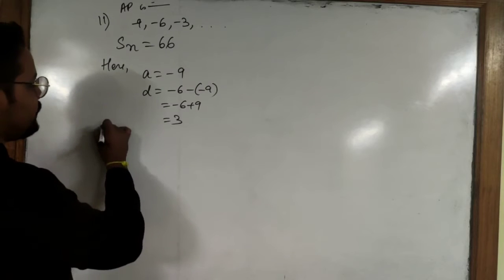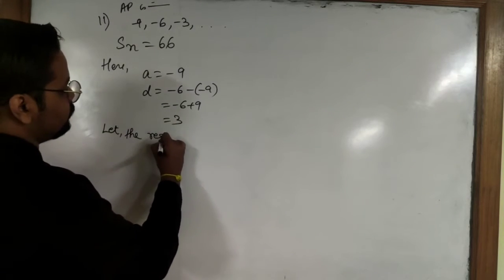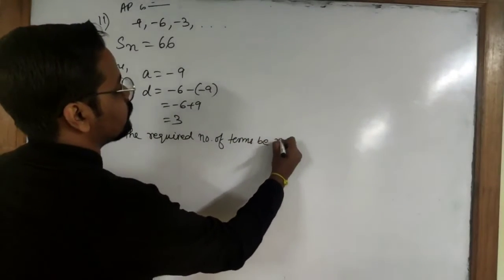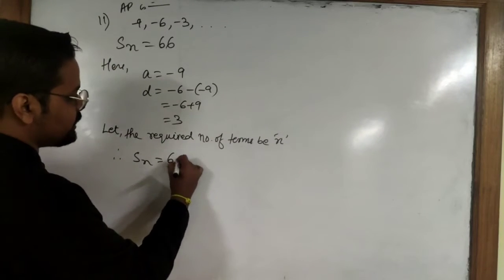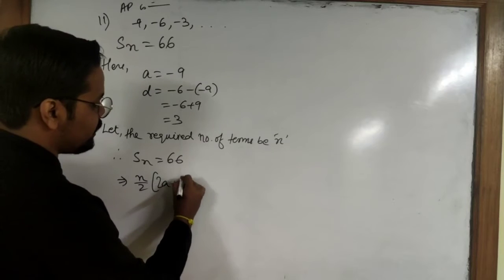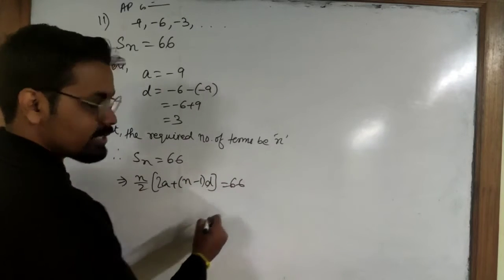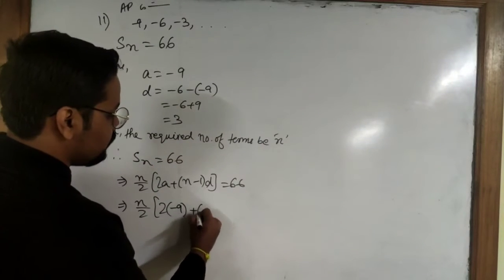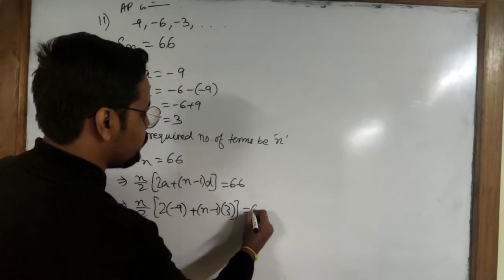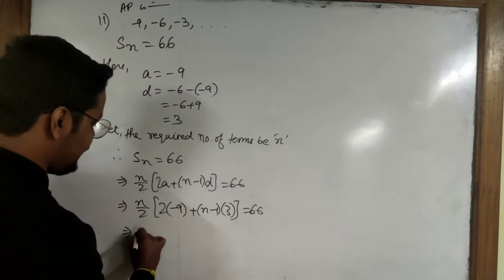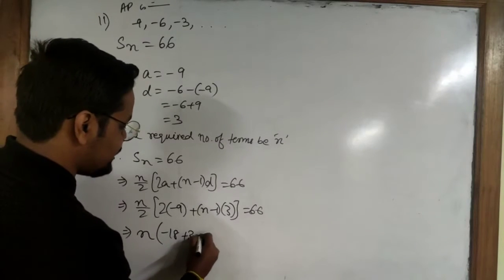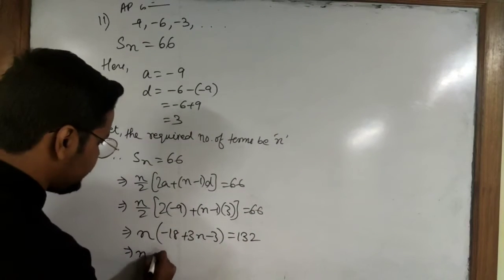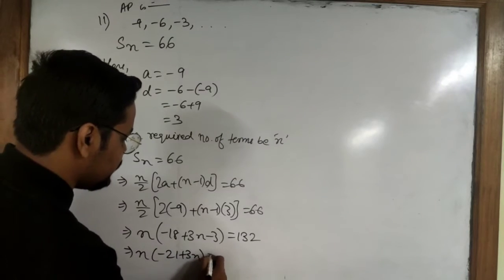So let the required number of terms be n. Therefore, Sn is equal to 66. So it is n by 2 into twice a plus n minus 1 into d, equal to 66. I don't know the value of n, but I know the value of a. a is minus 9, plus n minus 1 into d, which is 3, equal to 66. So it is n by 2 into minus 18 plus 3n minus 3. 2 goes to that side and becomes 132. Let me simplify it even further: n into minus 21 plus 3n is equal to 132.